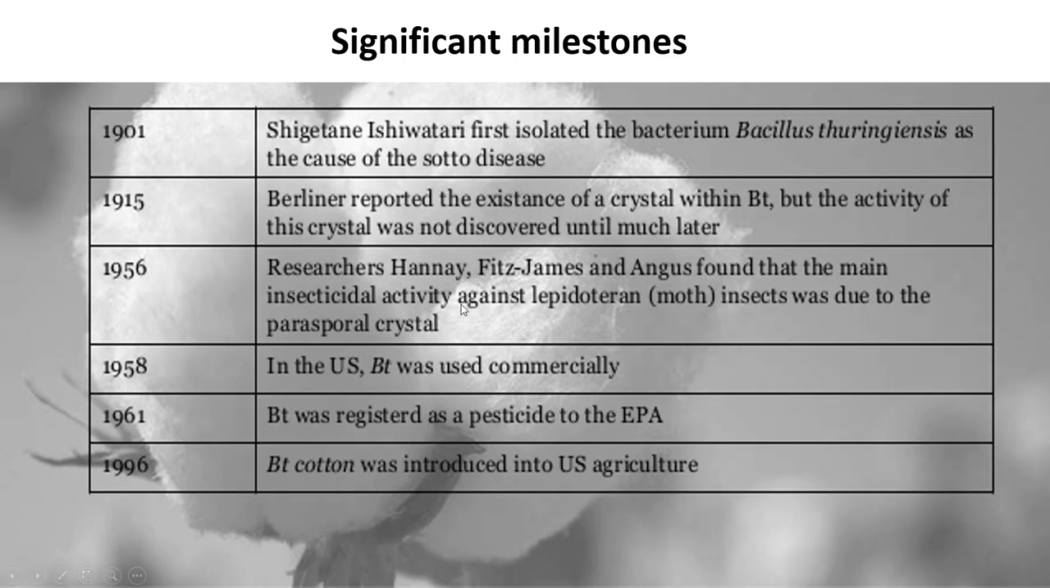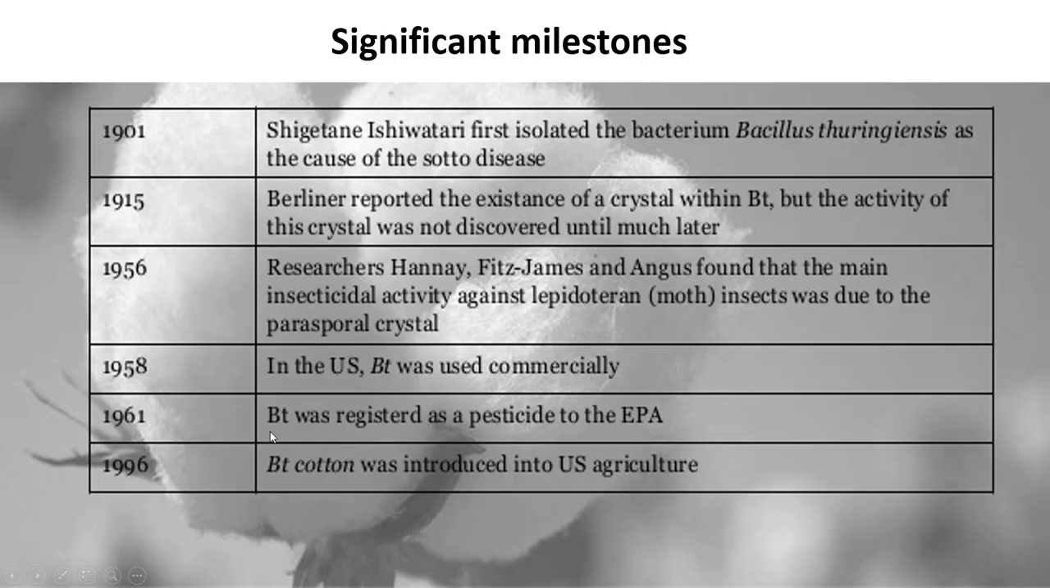So here are some more important milestones in the development of BT as a biopesticide. In 1901, Ishiwatari first isolated the bacterium Bacillus thuringiensis as the cause of the Sotto disease in Bombyx mori. In 1915, Berliner reported the existence of a crystal within BT, but the activity of this crystal was not discovered until much later. In 1956, researchers Hannay, James and Angus found that the main insecticidal activity against Lepidopteran insects was due to the parasporal crystal.